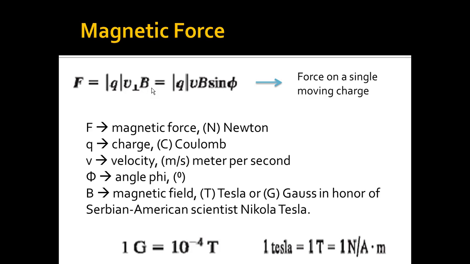Of course, 1 Tesla. From our formula of the magnetic force, we can solve for B. B is equal to F over Q V. Therefore, the unit Tesla is expressed in terms of the combination of units of force, charge, and velocity. So 1 Tesla is defined as 1 Newton over ampere meter.